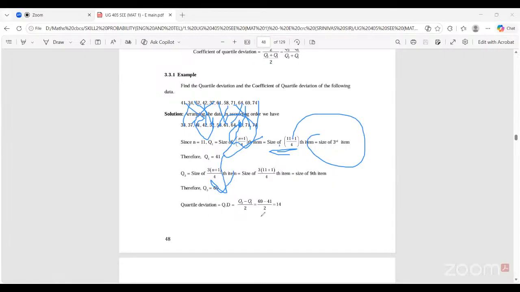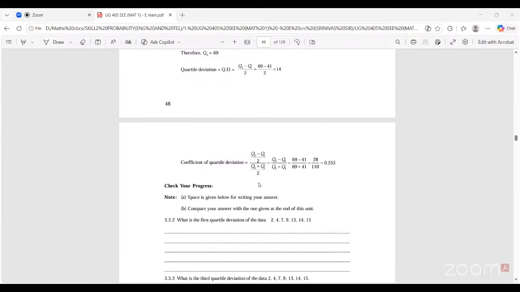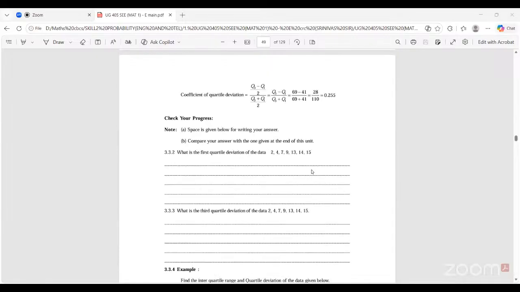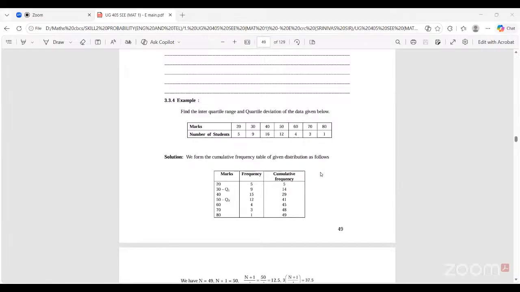So the quartile deviation we find first: 69 minus 41 by 2, that is equal to 14. The coefficient means 69 minus 41 by 69 plus 41, that is 28 by 110, that is 0.255. That is one method. Now the quartile deviation of the following data we are taking here.